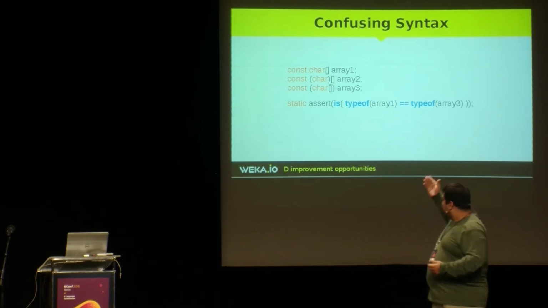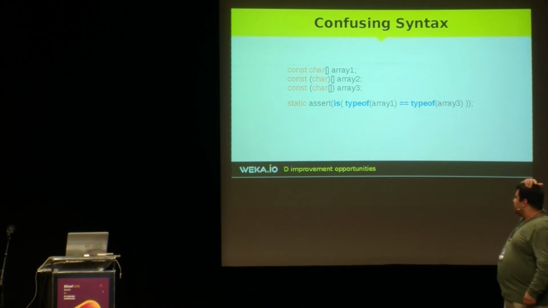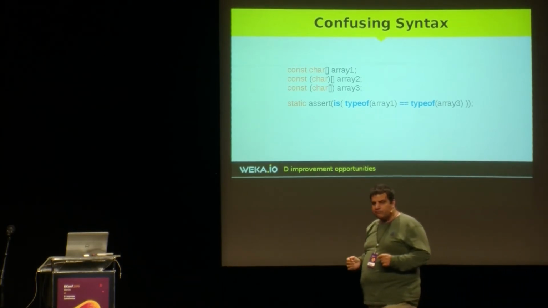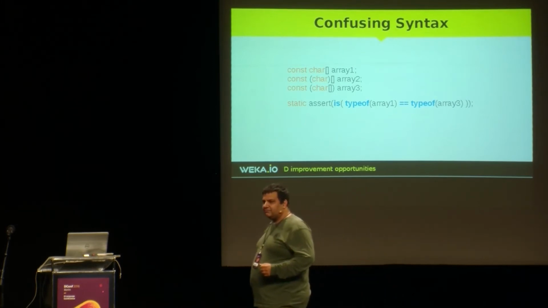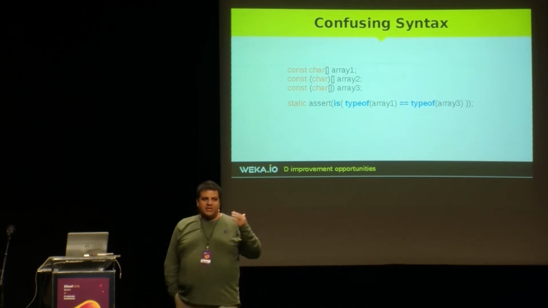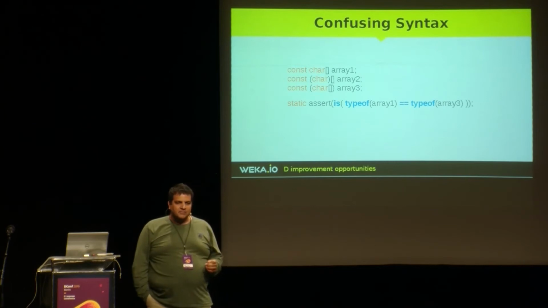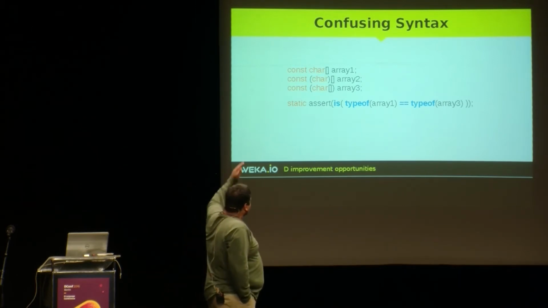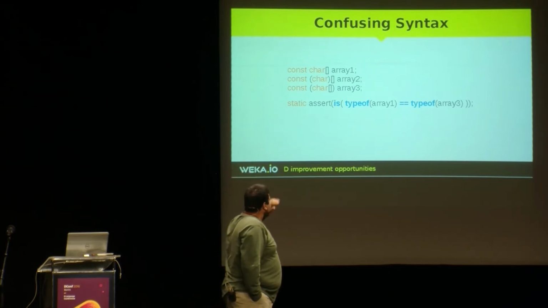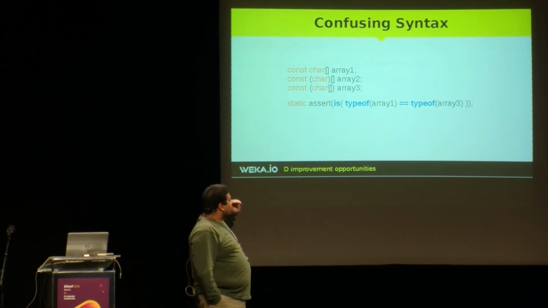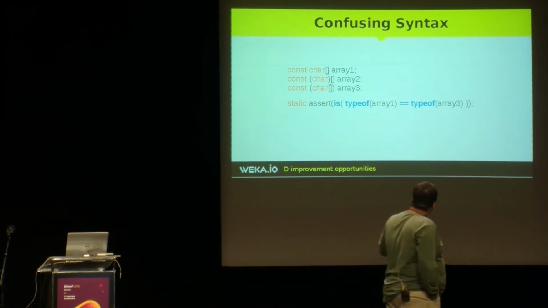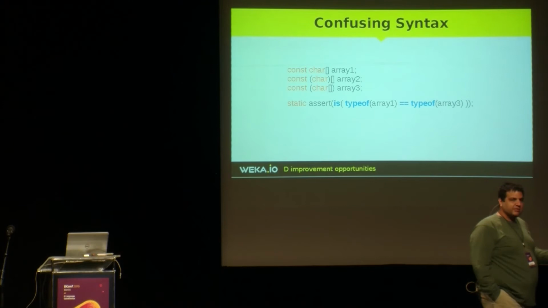Using that logic, you'd assume that array 2 would have the same type as array 1. Except that's not the case in D. In D, array 3 has the same type as array 1. Array 1 and array 3, in case you're not sure, mean a const array of const characters. Array 2 means a mutable array of const characters.